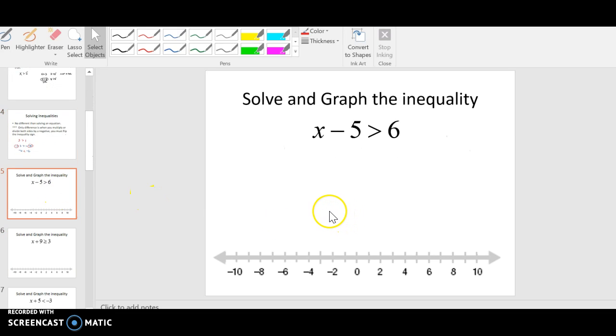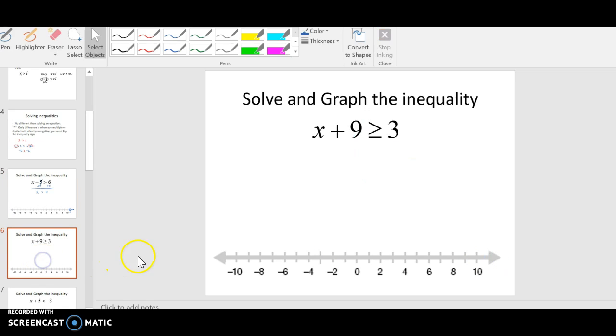So solve and graph the following inequalities. To solve this, I know to get rid of the 5, I'm going to add it to both sides. And I bring down the x is greater than 6 plus 5 is 11. I would go to 11 on the number line. It's going to be an open circle, and I'm going to shade to the right.